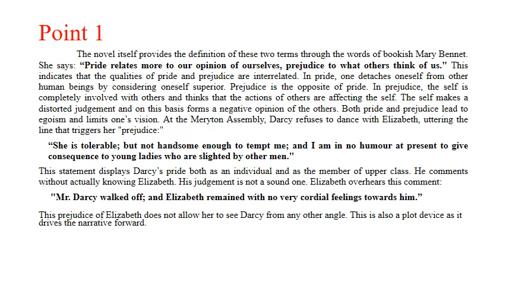At the Meryton Assembly, Darcy refuses to dance with Elizabeth, uttering the line that triggers her prejudice. "She is tolerable, but not handsome enough to tempt me, and I am in no humor at present to give consequence to young ladies who are slighted by other men." This statement displays Darcy's pride both as an individual and as the member of upper class. He comments without actually knowing Elizabeth. His judgment is not a sound one.